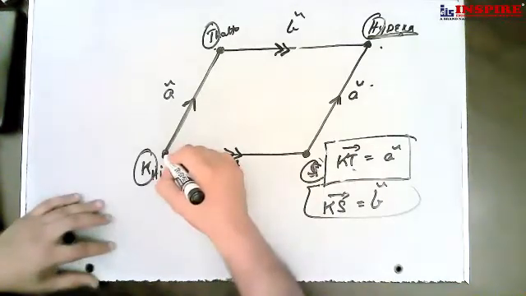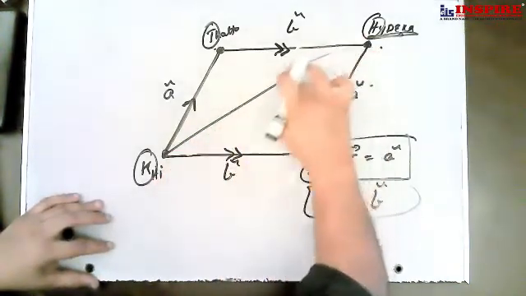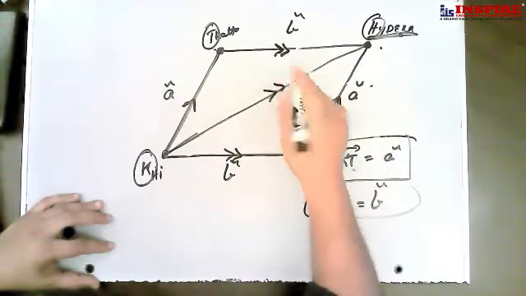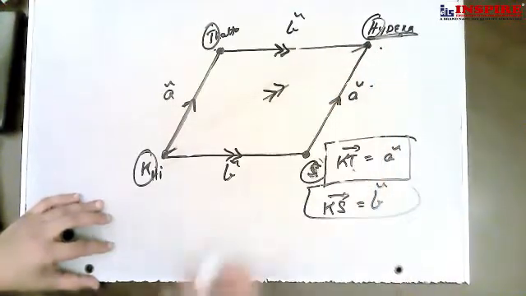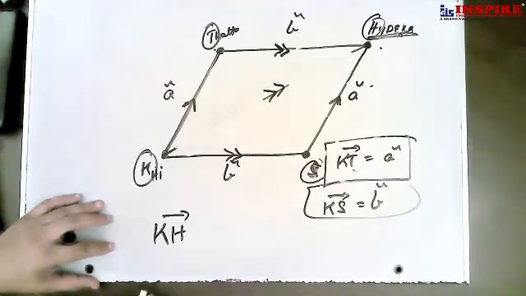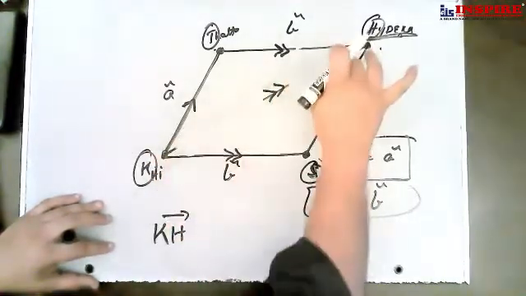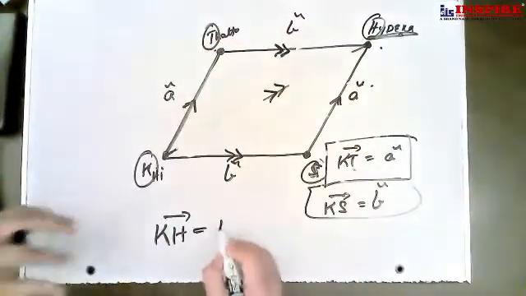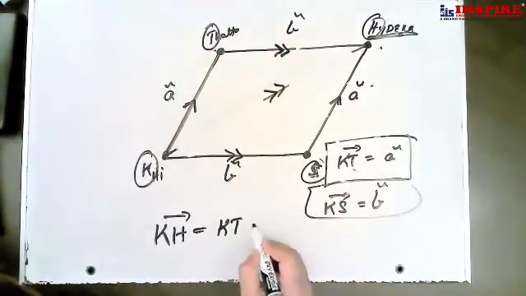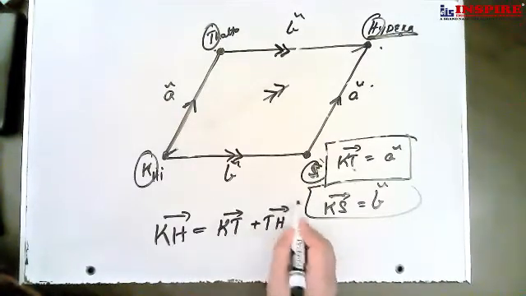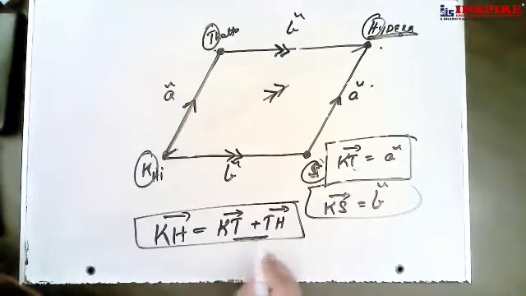And if I say, please define Karachi to Hyderabad, which was undefined, there was no direct route there. Then we go from Karachi to Thatta and Thatta to Hyderabad. Let's call this the head to tail rule for vectors. Can you see what's common here? Thatta.